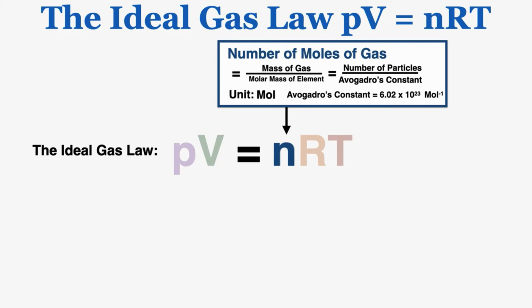So the unit for n is mole, because it's a measurement of how many moles there are. And remember, Avogadro's constant is 6.02 times 10 to the 23rd particles per mole. This just means there are that many particles of an element in 1 mole of that element.